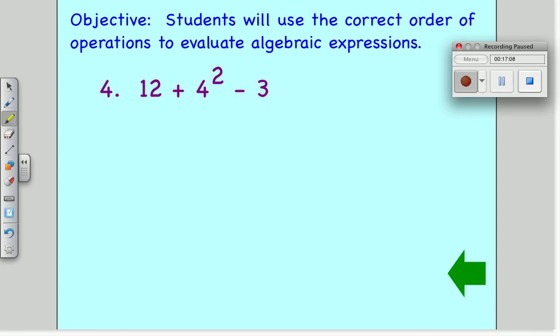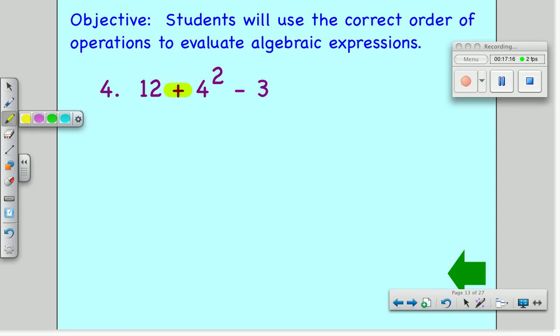So here when you're looking at what we have here, we have 3 different operations. We have addition, we have exponents, and we have subtraction. So if you go back to page 1 of your vocabulary, you'll be able to see which one we do first using PEMDAS. So parentheses first, but there are no parentheses. Exponents, excuse me, and we do have exponents.